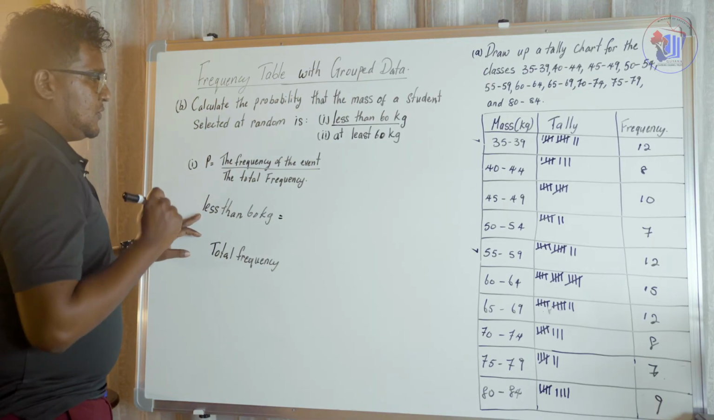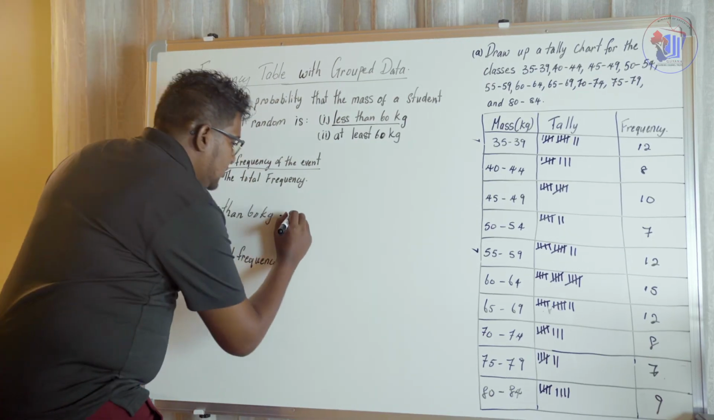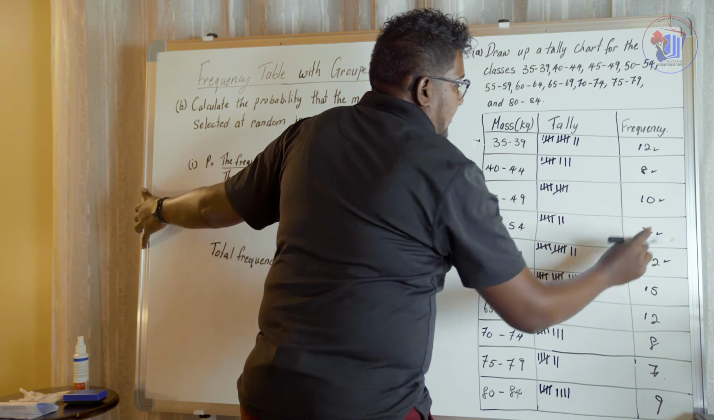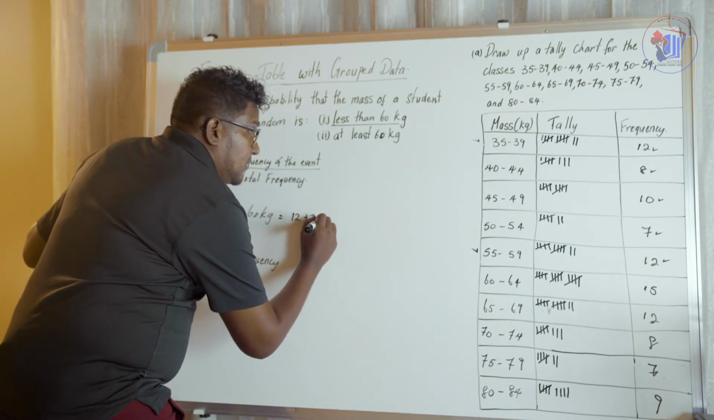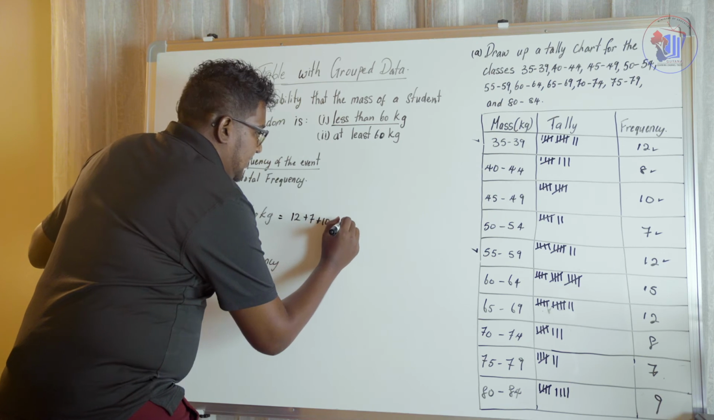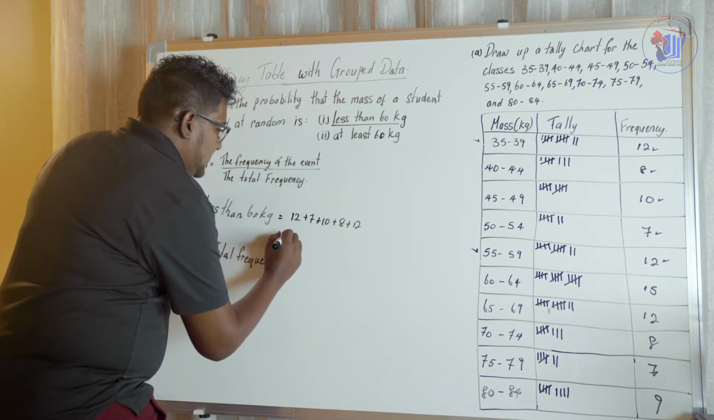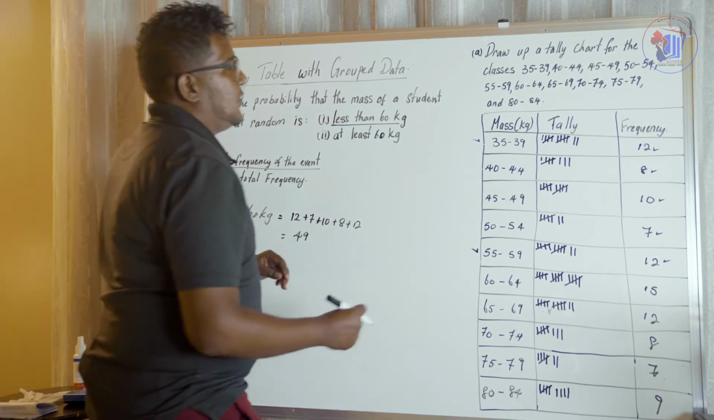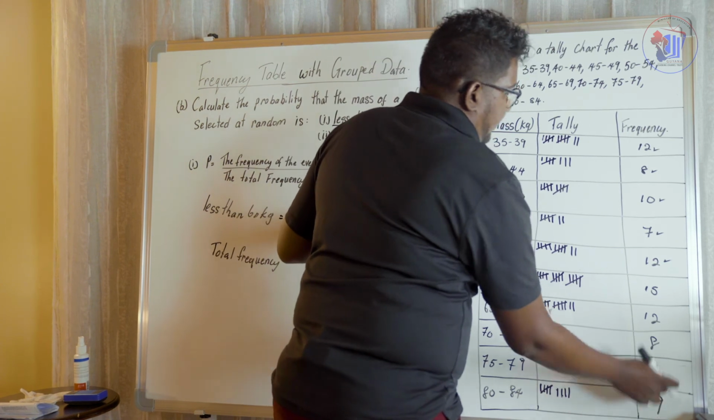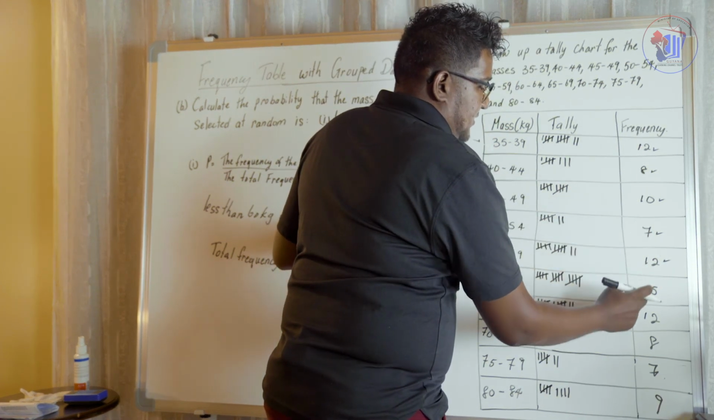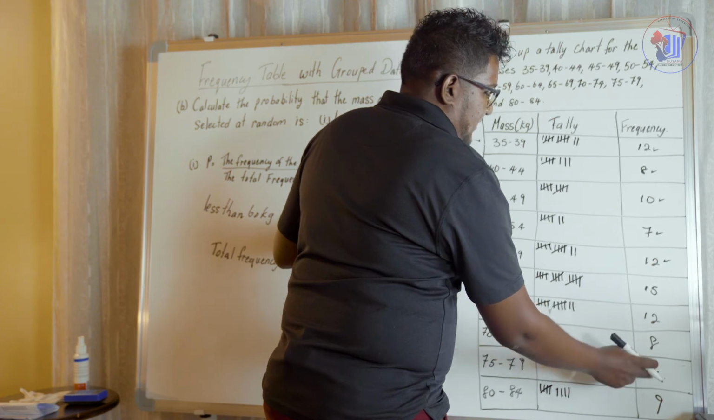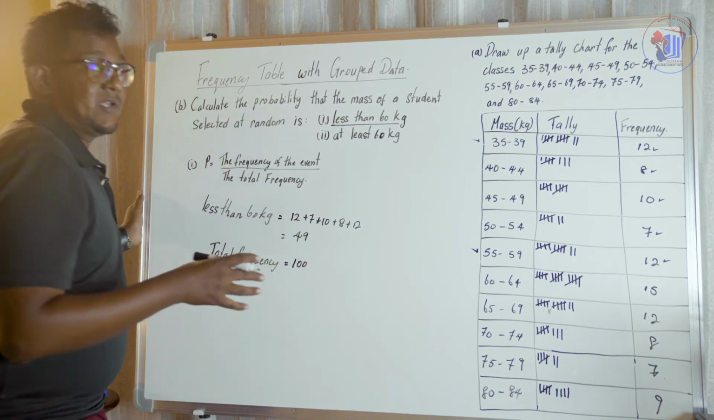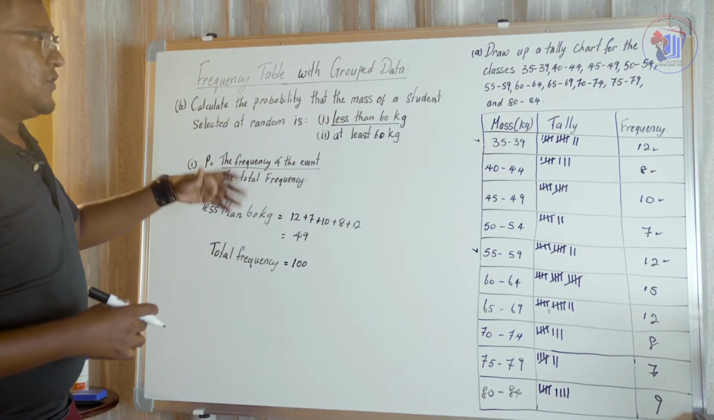So the frequencies of those classes less than 60 kg would be 12 plus 7 plus 10 plus 8 plus 12. And when we sum this up, we're going to get 49. Now the total frequency would be the sum of this entire column. So 12 plus 8 plus 10 plus 7 plus 12 plus 15 plus 12 plus 8 plus 7 plus 9 is going to give me 100, because we were working with 100 numbers for the question.